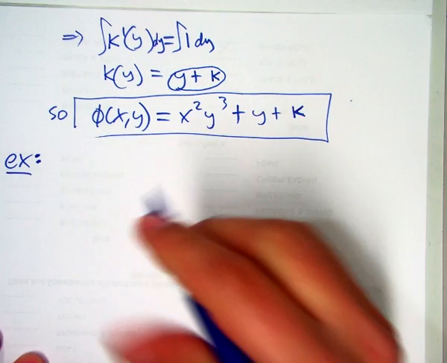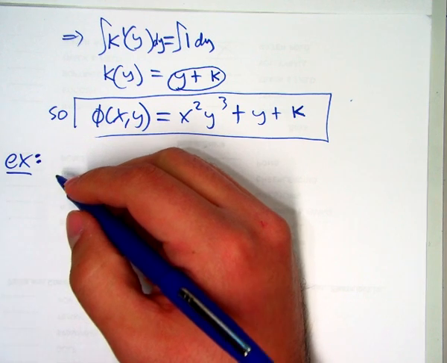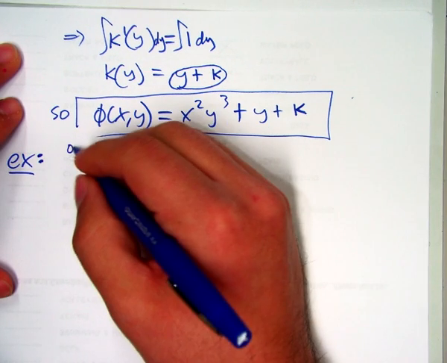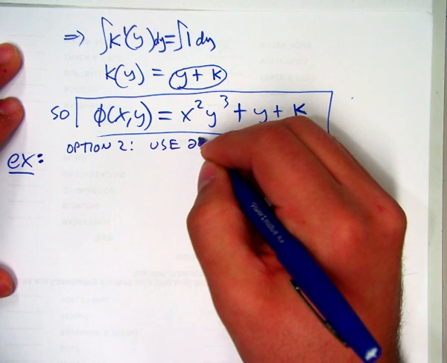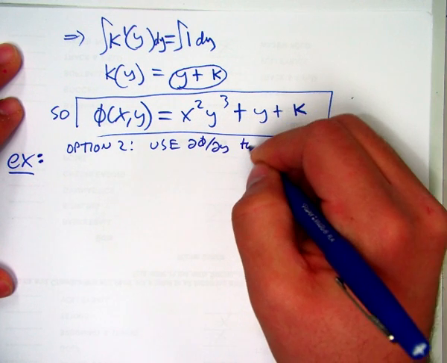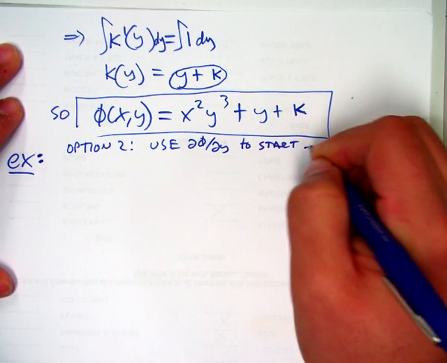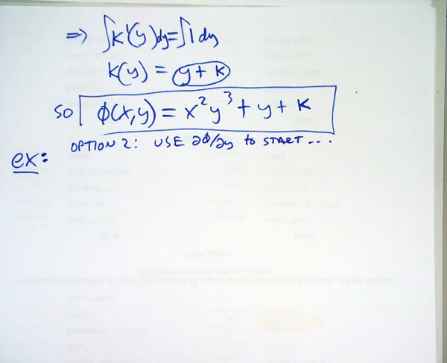Are we not going to do the second option yet? Option 2. Use partial phi partial y to start. It's the same exact procedure, except when you integrate, it'll be a constant in terms of maybe x, and then you have to cross-check it and take partial phi partial x and see what's going on.